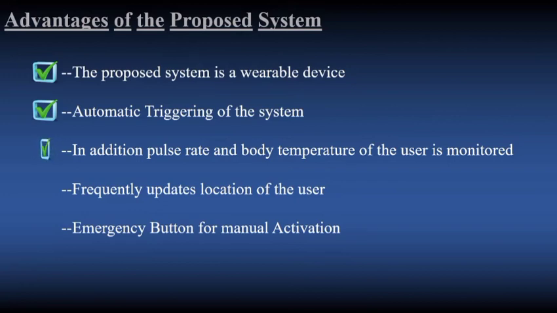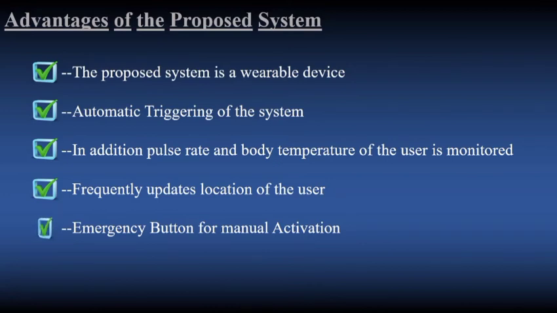Moving on to the next advantage, the pulse rate and body temperature of the user are monitored. The additional functionality that our proposed system will provide is monitoring the health condition of the user, where pulse rate and body temperature are the most basic parameters to conclude a person's health. Using these two parameters, the health condition of the user can be monitored to a greater extent. Moving on to the next advantage, the location of the user is frequently updated, so that he can be tracked easily when the system is triggered and the location is sent to the guardian or police. This will also be a great advantage.